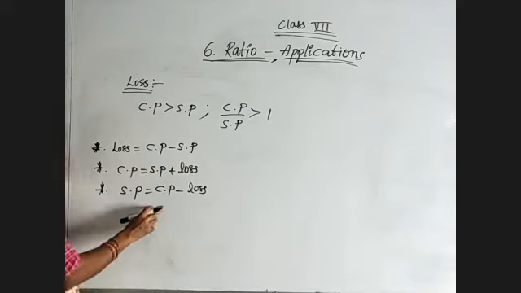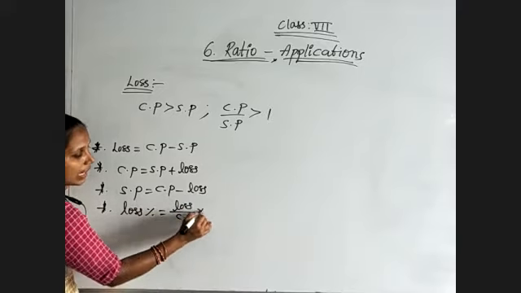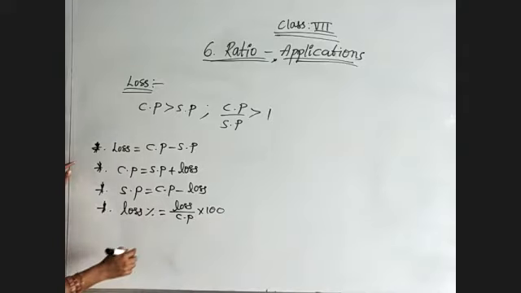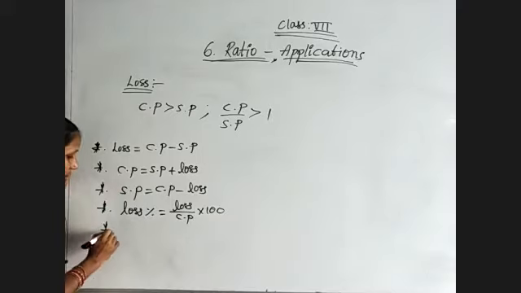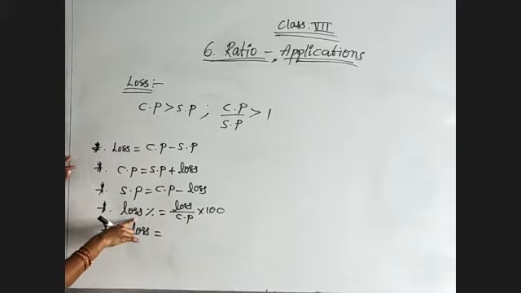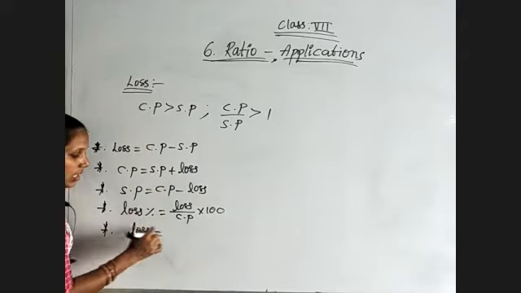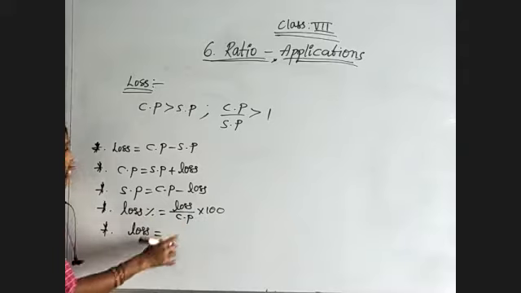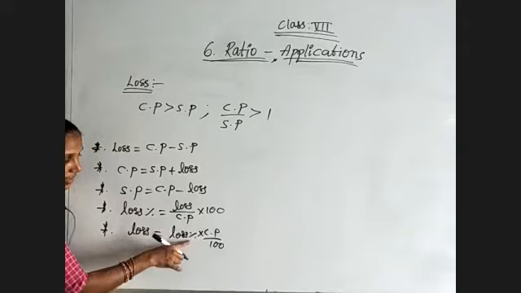And after that, loss percentage. Loss percentage is equal to loss by CP into 100. Here also we will calculate a change depending on CP only. Next, write loss in terms of loss percentage. Loss is equal to CP minus SP. If loss percentage and CP are given, SP not given, in that case, loss will be equal to loss percent into CP by 100. Actually, this 100 by 100 we have percentage also, no problem.